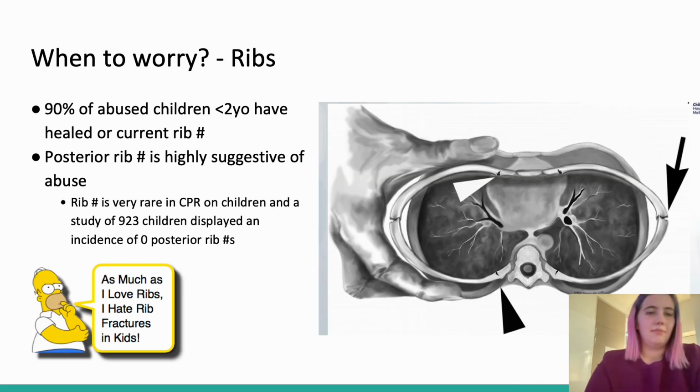With ribs, 90% of abused children under 2 years old have healed or current rib fractures. Posterior rib fractures are highly suggestive of abuse because they are very rare in CPR in children. There was a study that showed that of 923 children, they had 0 posterior rib fractures.